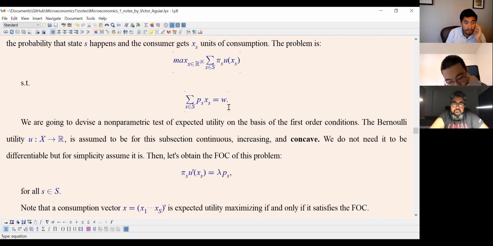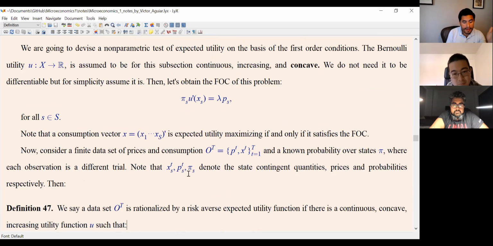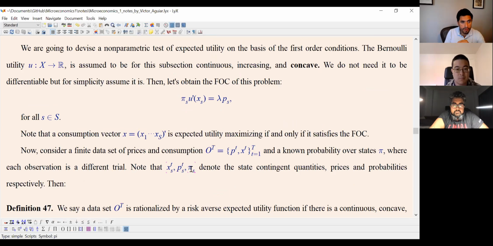So when I take first order conditions with respect to X_S, I have the following simple structure. It's pi_S, which is the probability of that state, times the derivative, the marginal utility of X_S, equal to the Lagrangian lambda times P_S, okay? And this happens for all states of the world. And now imagine I have a data set of Arrow securities and prices. And I also happen to know the probabilities of each state of the world, okay?